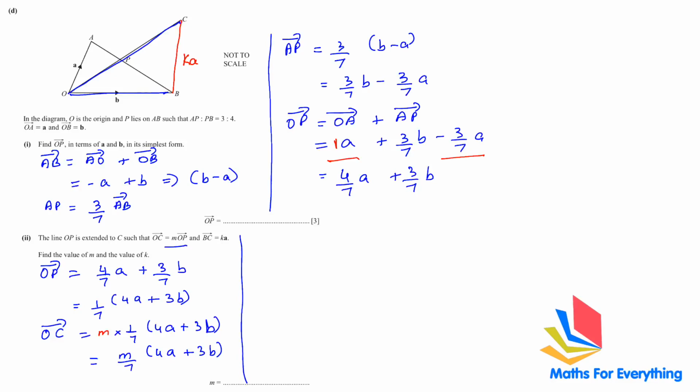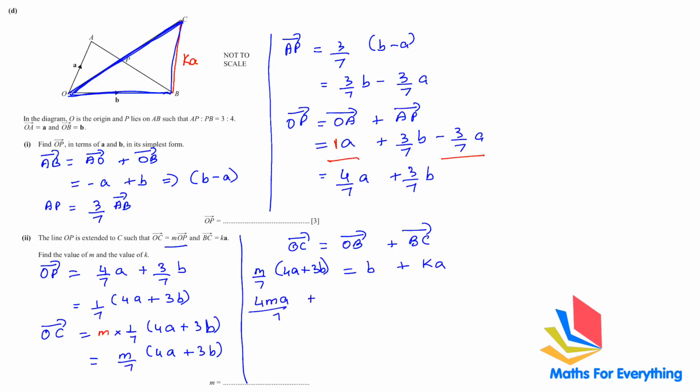If you want to find OC, you're going to start from O to B and B to C. So OC is equal to OB plus BC. We found OC is equal to m/7 (4a plus 3b). What is OB? b. And what is BC? ka. Let's expand the brackets. You will have 4ma/7 plus 3m/7 b is equal to b plus ka.